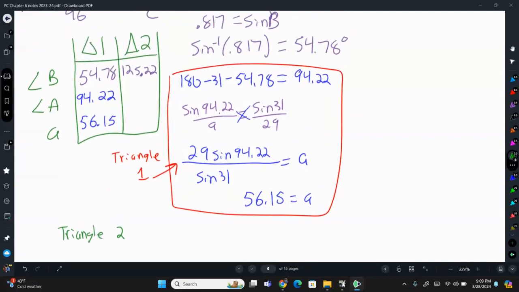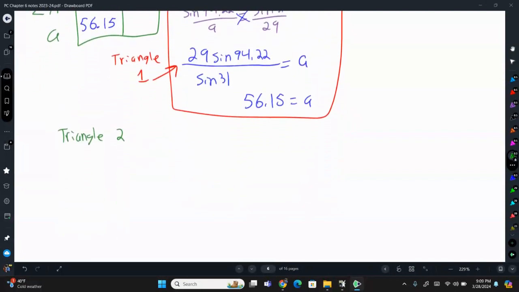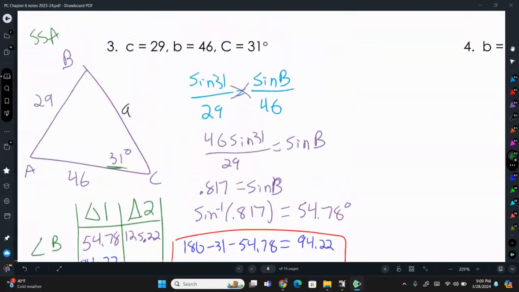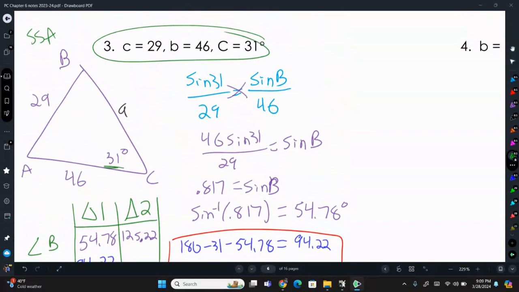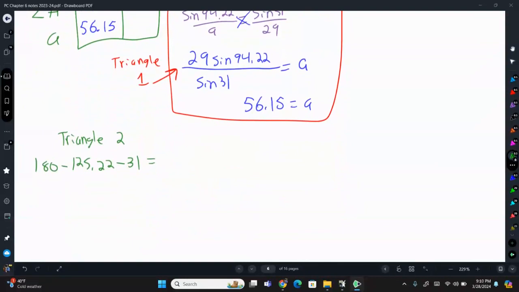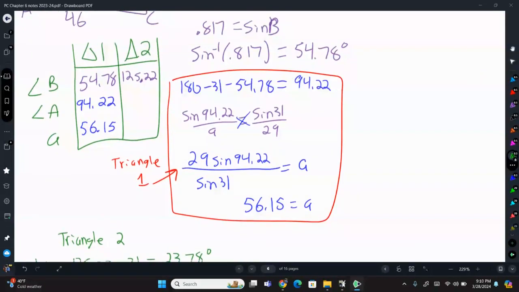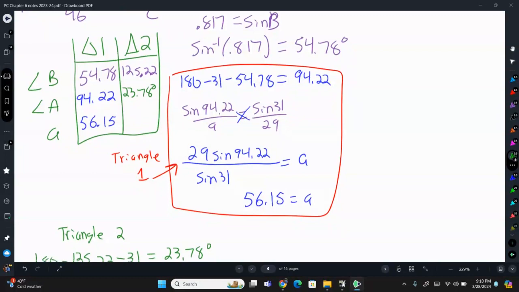We found that angle B was 125.22. So we're going to do 180 minus 125.22 minus what we were already given of 31 degrees, because in both triangles, the information that we are given up here is still true. So angle C is 31 degrees in both triangles. All right, so we type that into our calculator and we get 23.78 degrees. Now we can do law of sines.